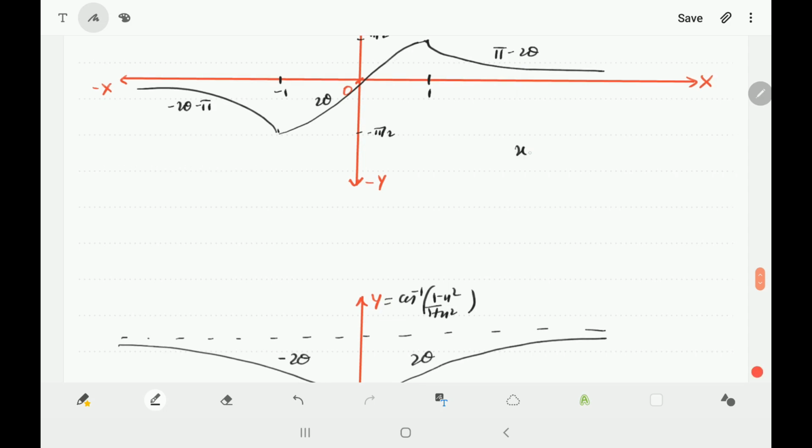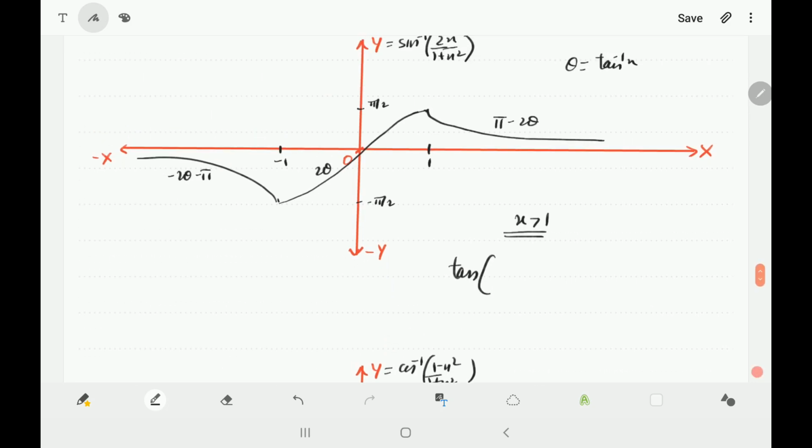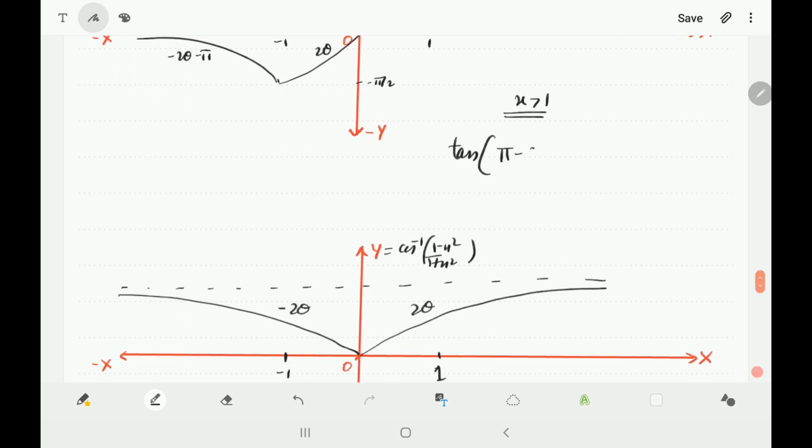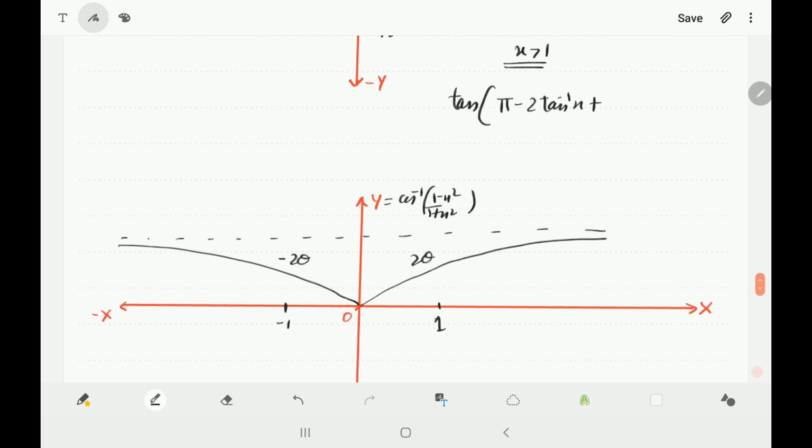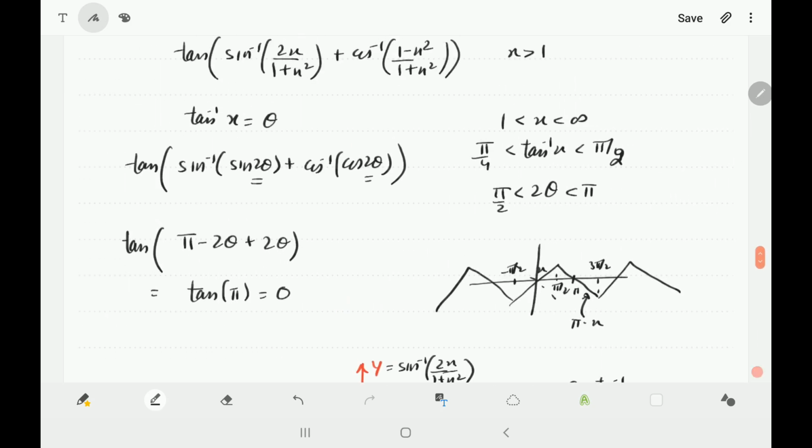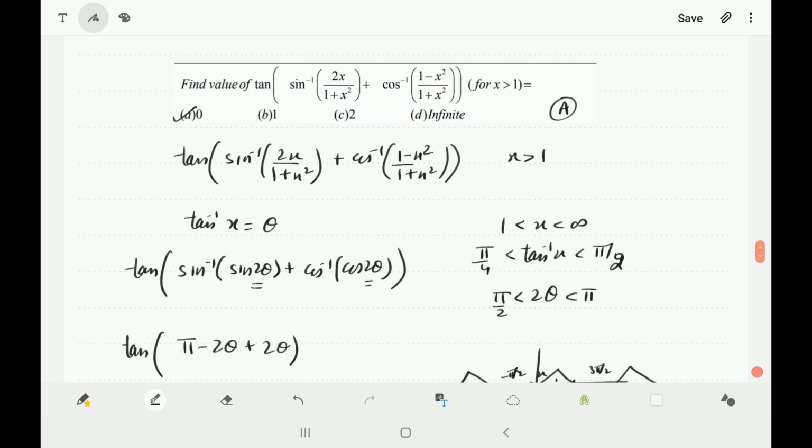So for x greater than 1, you have to add these two functions and take tan of that. So sine inverse of 2x upon 1 plus x square is pi minus 2 tan inverse x, and this cos inverse is 2 tan inverse x. So again you will have the function as tan pi, and the value of this term is 0. So again the answer for this problem will be option A. I hope it is clear.